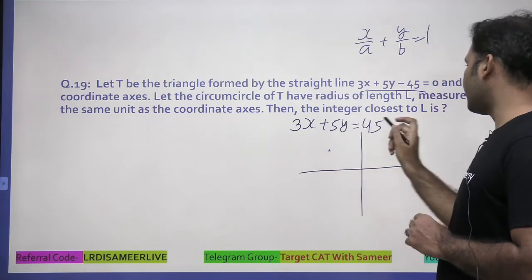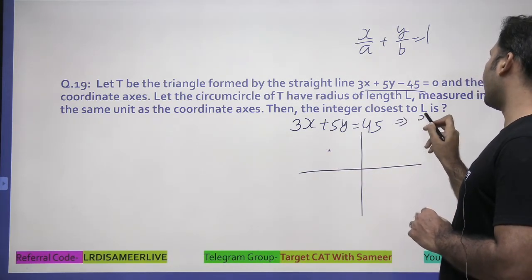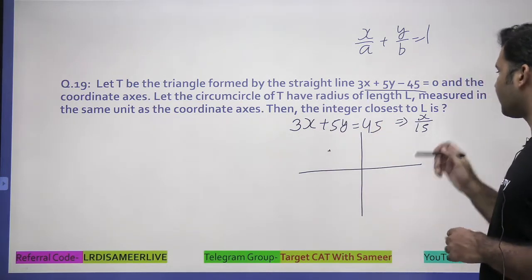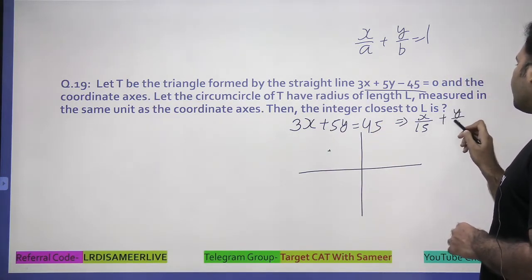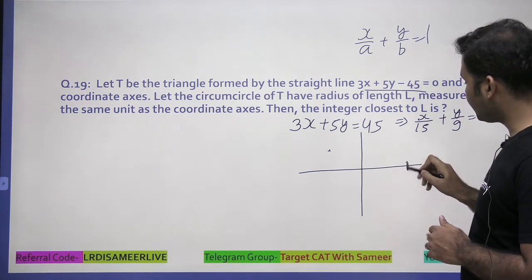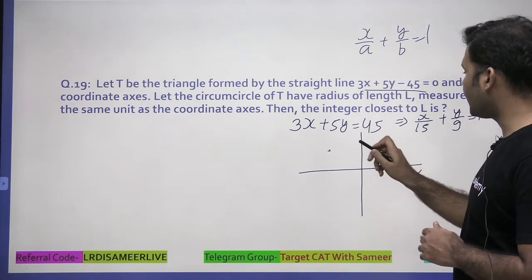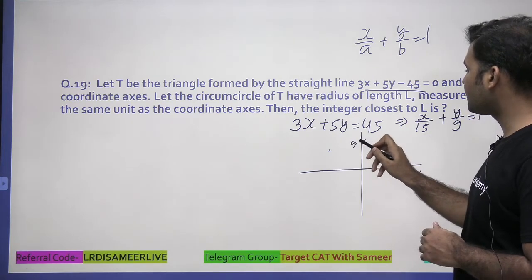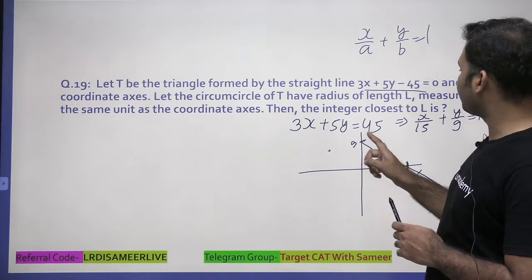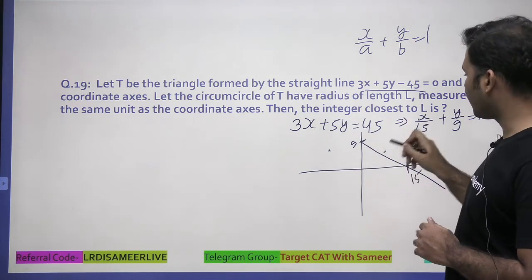Now, if I solve it, you see that this will become x upon 15. If I divide this whole equation by 45, it will be x upon 15 plus y upon 9 is equal to 1. So x intercept is 15 and y intercept is 9. If I join these 2 points, this would be the graph of 3x plus 5y minus 45.